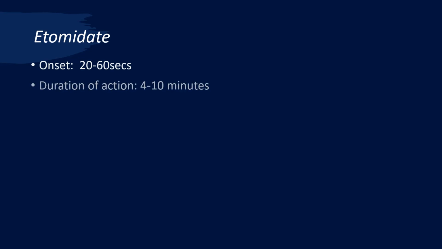Etomidate is a short-acting sedative that has been used since the early 1970s for anesthesia and works by binding to GABA receptors, potentiating the effects of GABA. It lacks any analgesic properties. Its onset of action is 20 to 60 seconds. Duration of action is about 10 minutes.